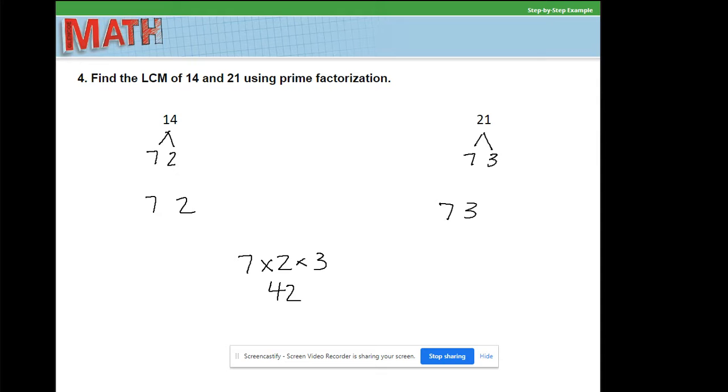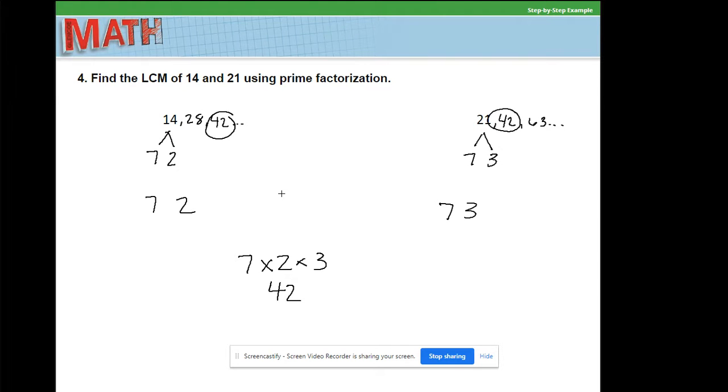And again, if you don't want to do it this way, you can always list out the multiples of 14 and 21. The multiples of 14 would be 14, 28, 42, and so on. And 21 would be 21, 42, 63, and so on. Same result, different way of doing it.